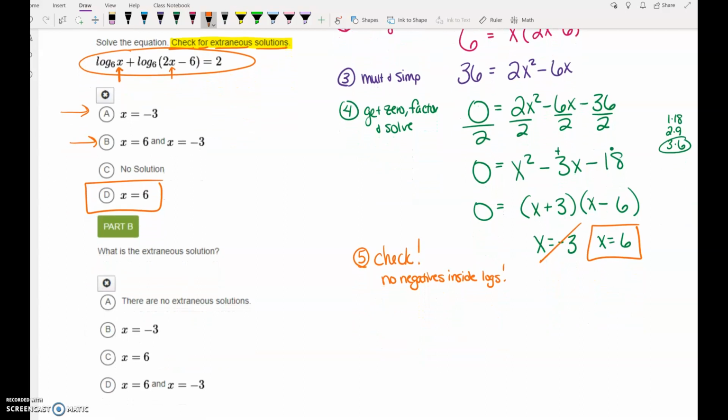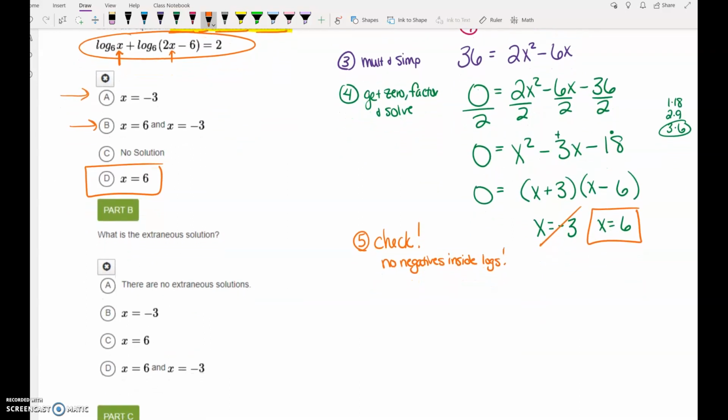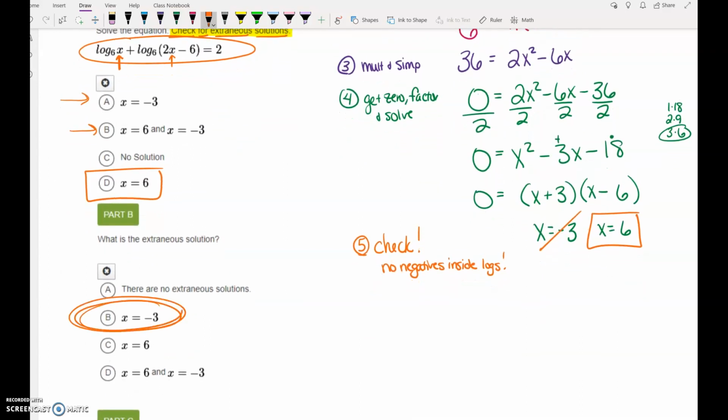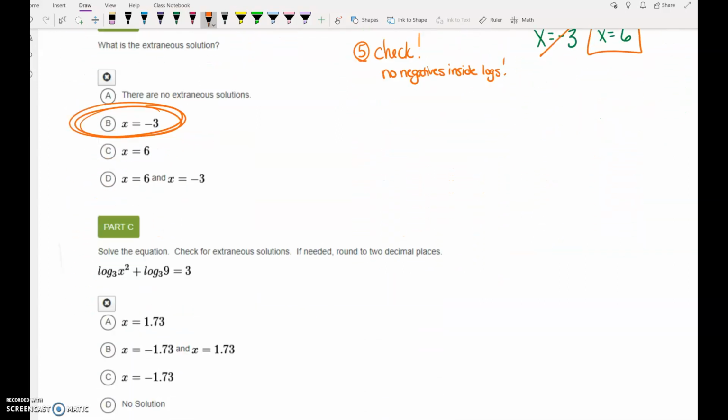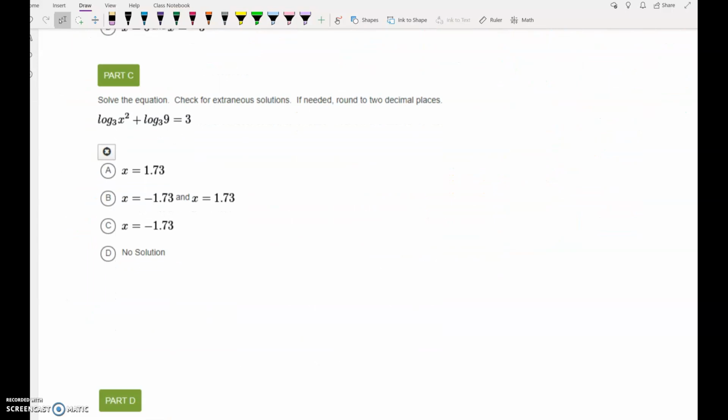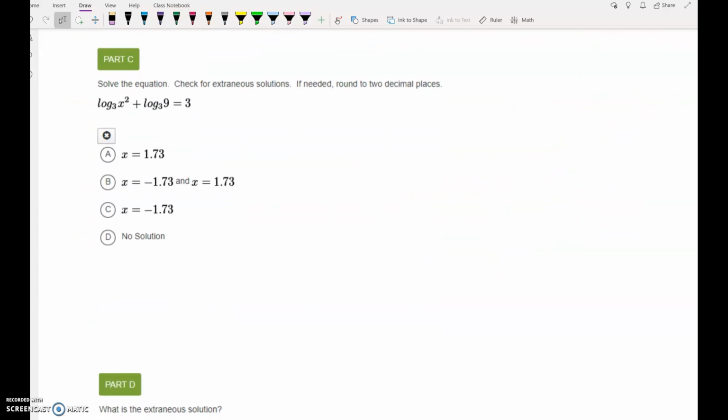And then part B, what is the extraneous solution? We did have an extraneous solution. Negative 3 was our extraneous solution. Okay, part C and D is a whole new problem. So let's start this whole new problem.